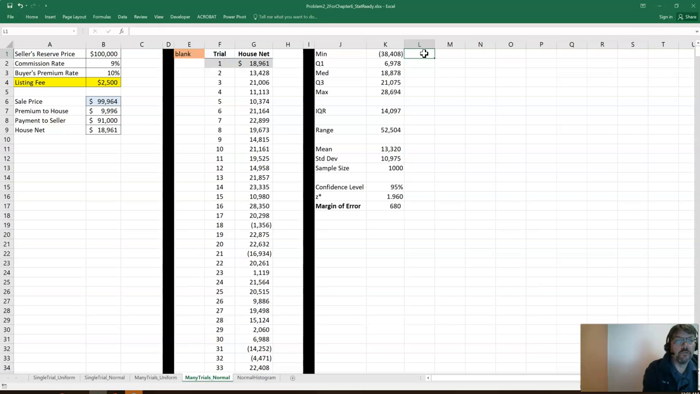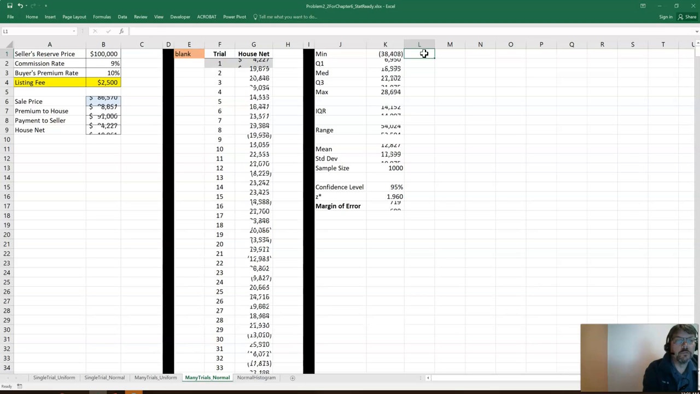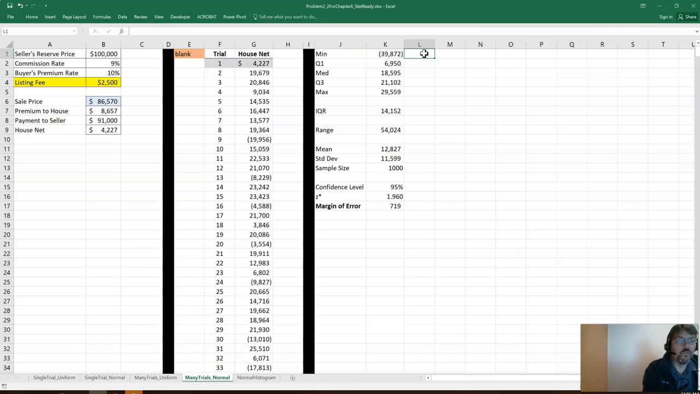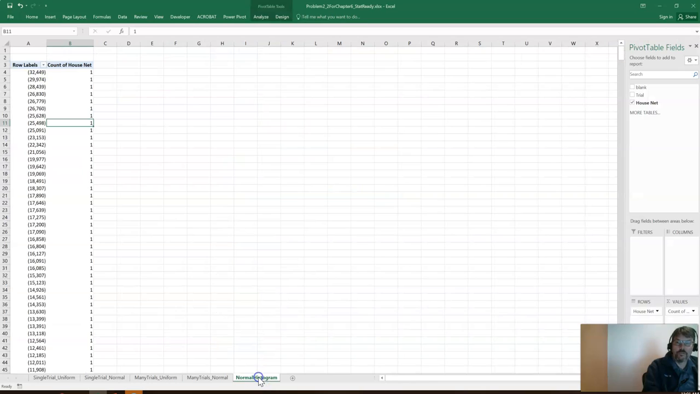Negative 38,000, negative almost 40,000, negative 47,000. I need to know that because this is a little different than just doing a normal grouping. Normal grouping, I'd group based on that.